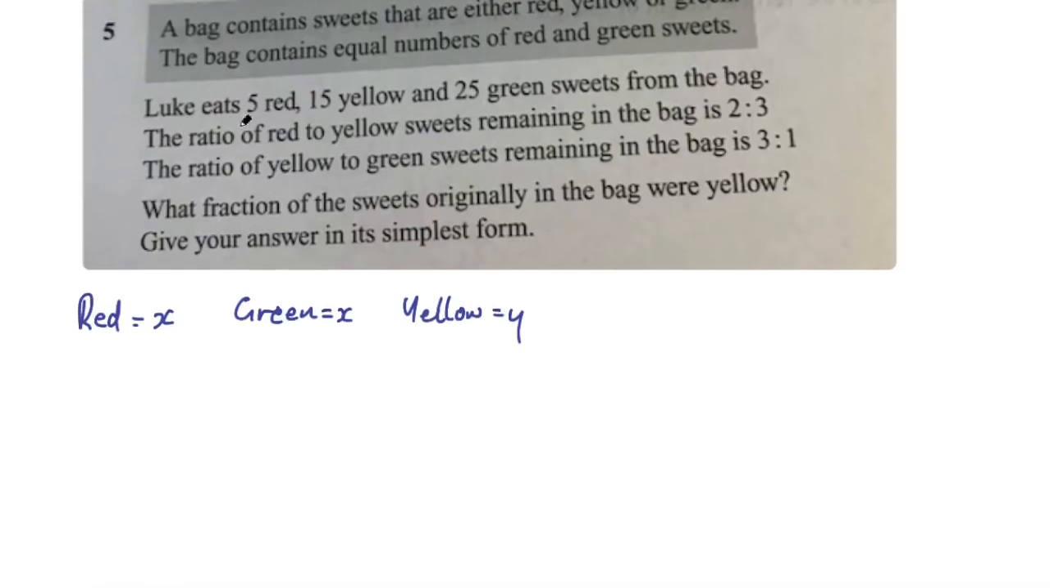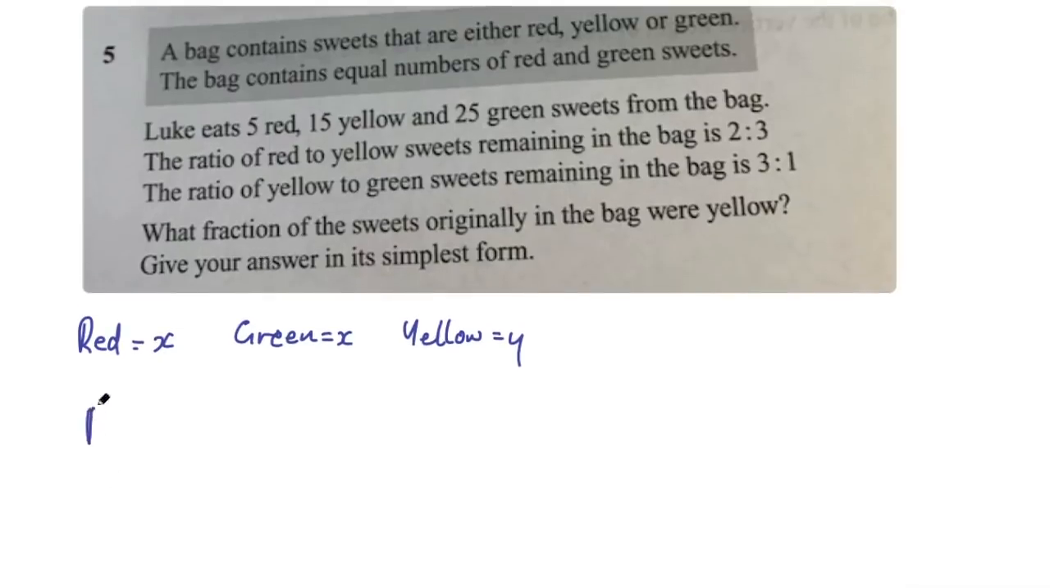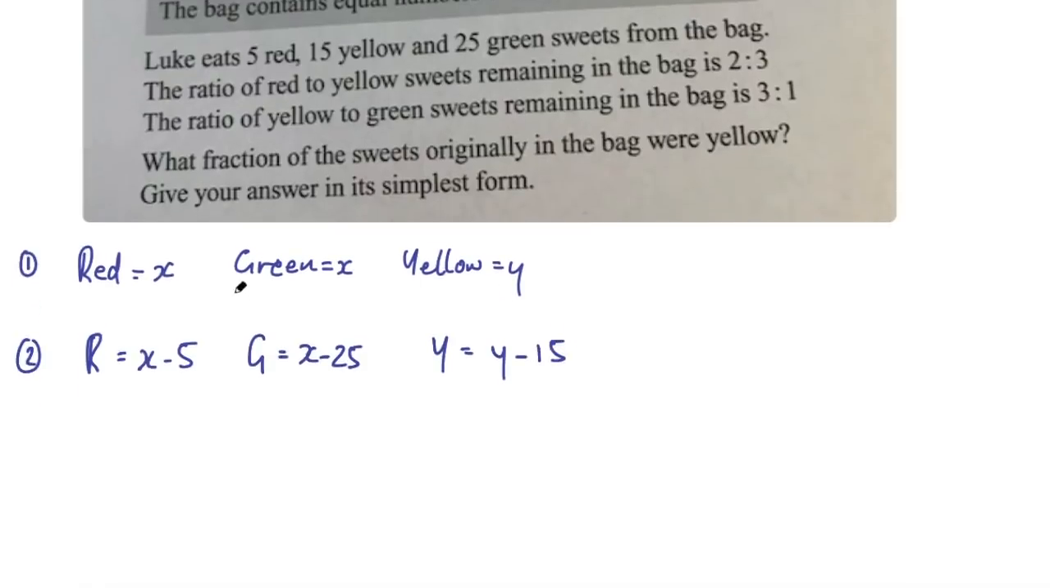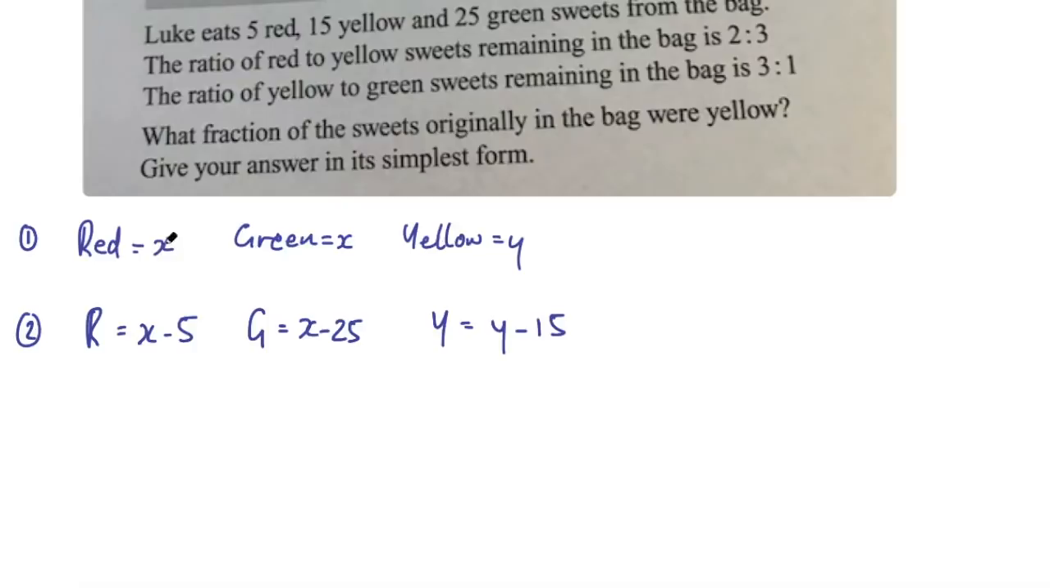And then we're told that he eats 5 red sweets, so we could represent that as X minus 5. So this is originally, and then this is after Luke eats some sweets. And then we're told that he eats 25 green sweets, so we have X minus 25 green sweets. And then we're told he eats 15 yellow sweets, so that is Y minus 15. Okay, so we originally had X, and then we had X minus 5 red sweets, etc.